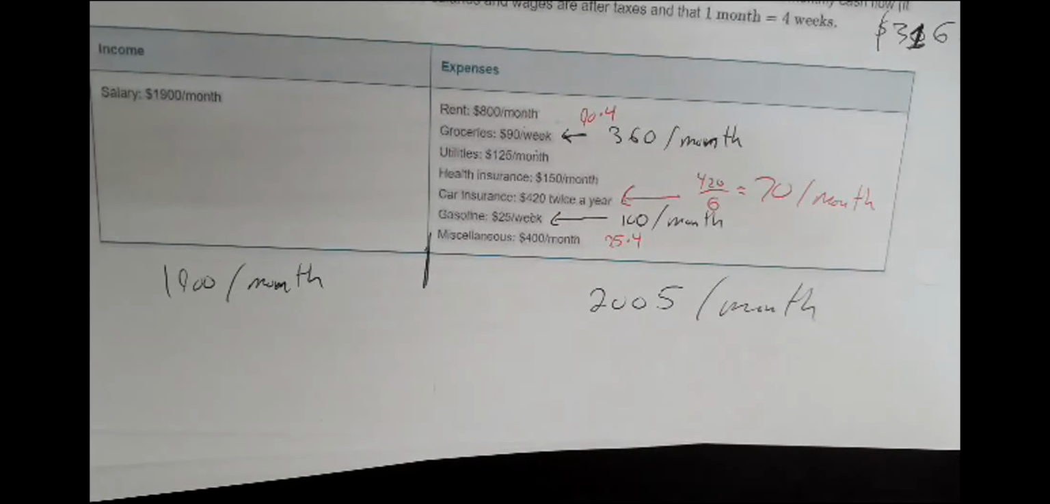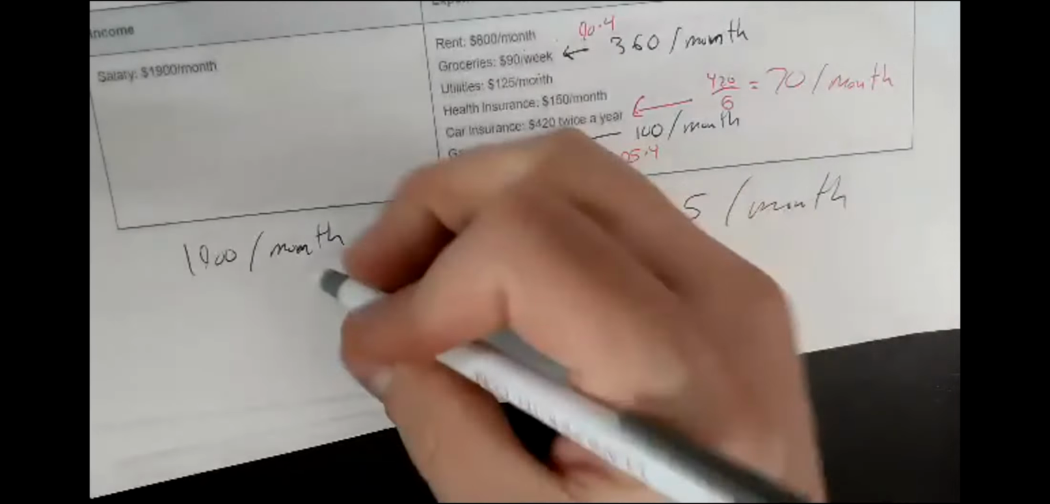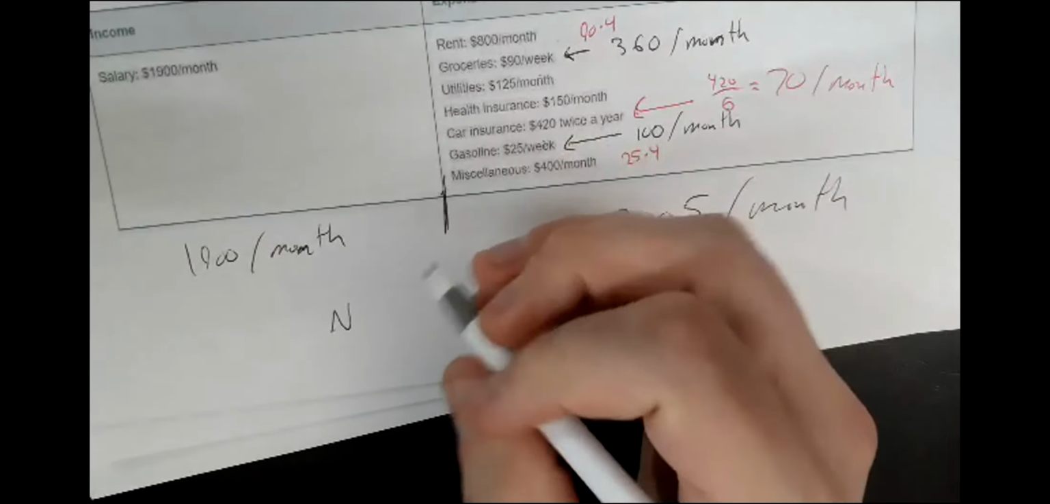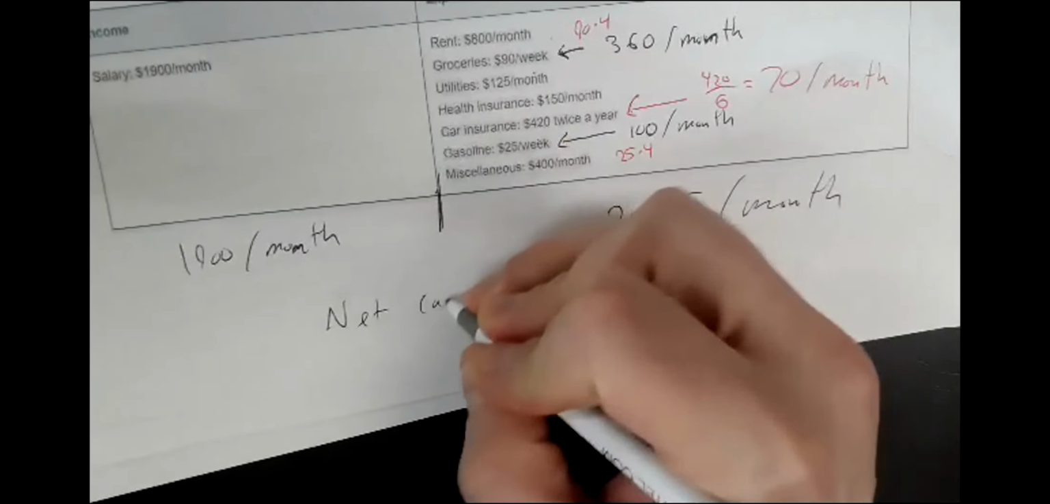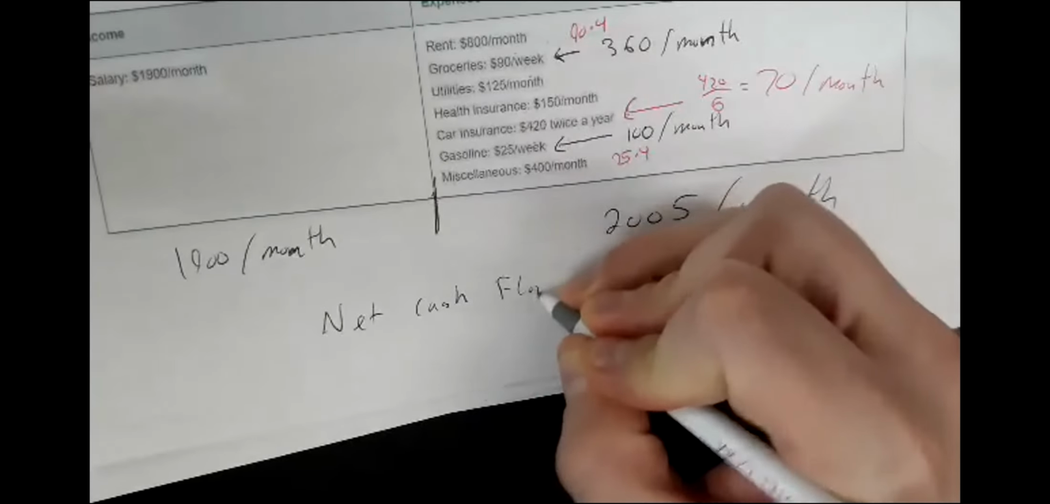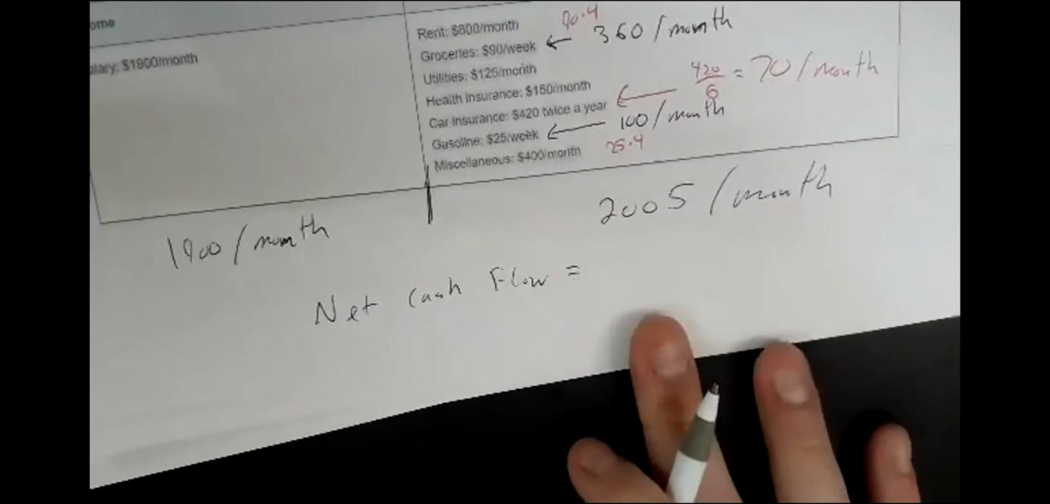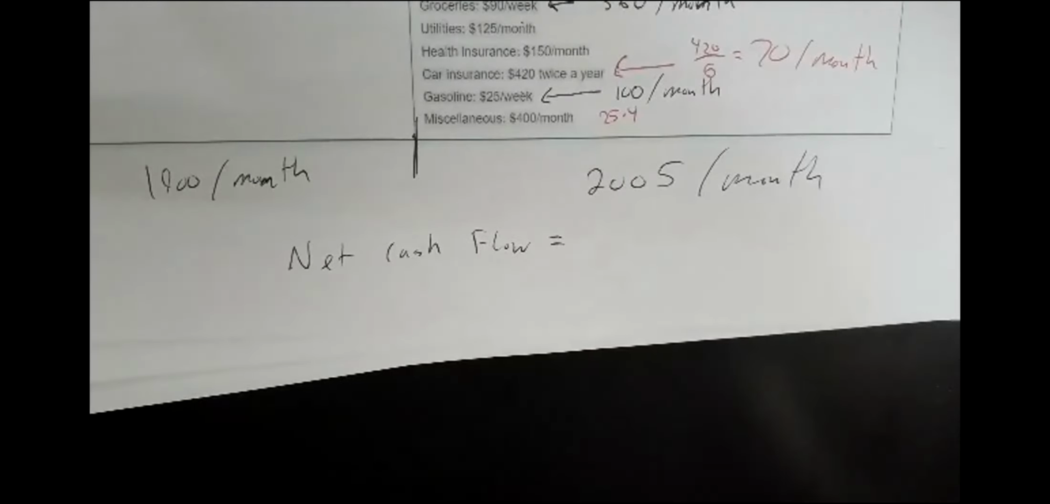And what they want to know is net flow. So we want to know our income, we want to know our expenses, and they want to know net cash flow. How do I figure that out? So I do have to write this thing in the right order. Income minus expenses. Yep, income.